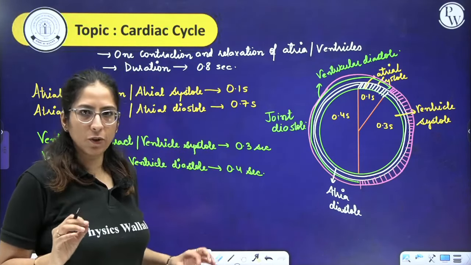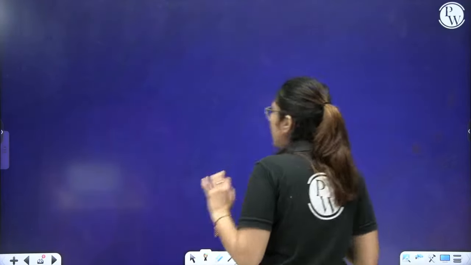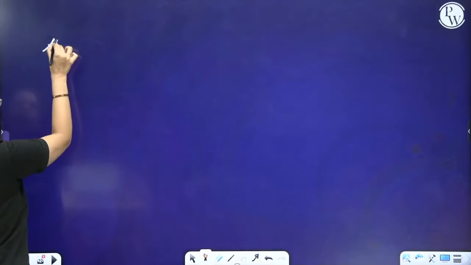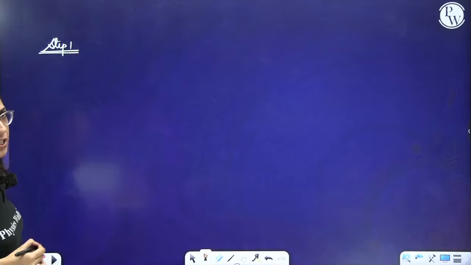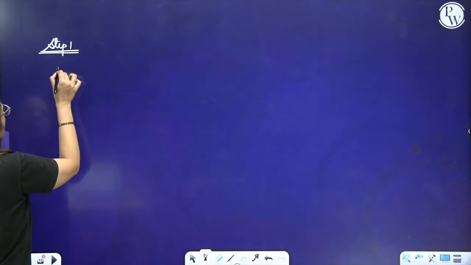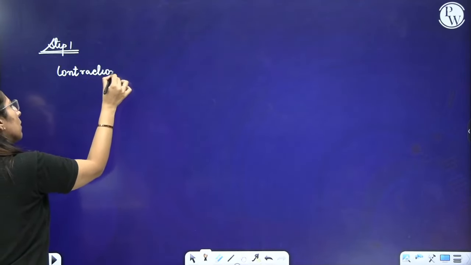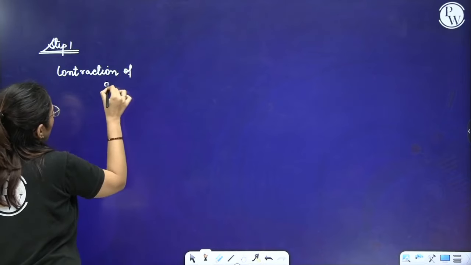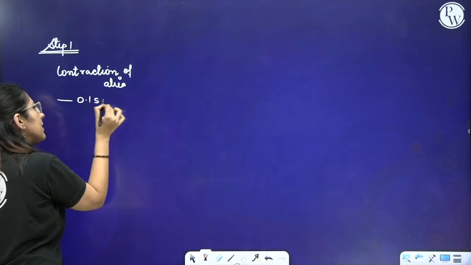Let's revise whatever we have done so far. Now I'll make things easy because you know I love writing steps. So let's write those steps. Step number one: I am writing this with respect to contraction and relaxation. Here, guys, I am not mentioning the closing and opening of the valves. The first step is the contraction of atria, or atrial systole. How long? 0.1 second. Clear?